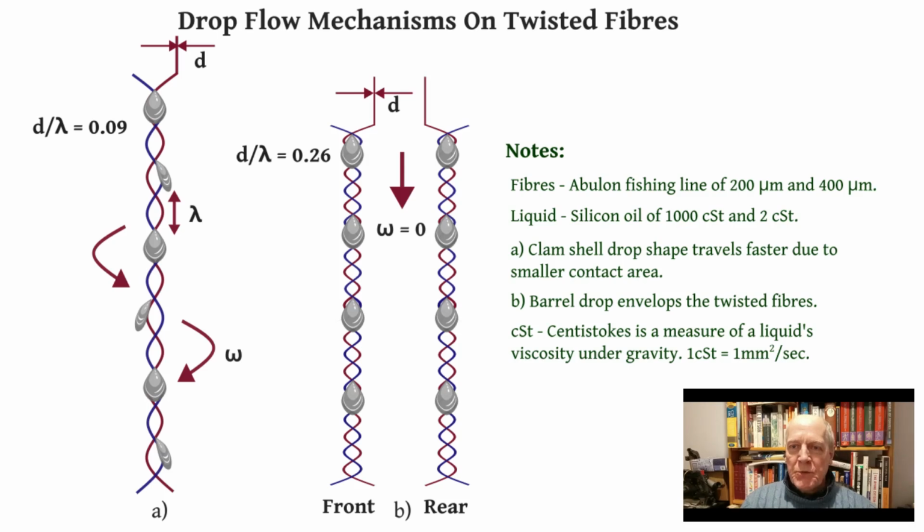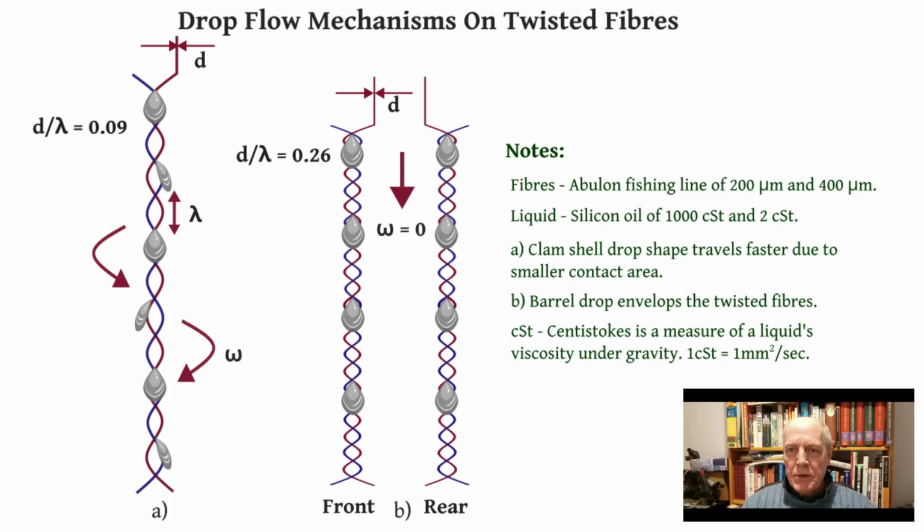Now, the difference between the clamshell drop and the barrel-shaped drop, apart from their obvious shape, is defined by their contact angle with the fibre. Now, I won't be going into any detail on the contact angle in this video. I will say, however, that for the clamshell-shaped drop, the contact angle is finite, but for the barrel-shaped drop, the contact angle is 0.